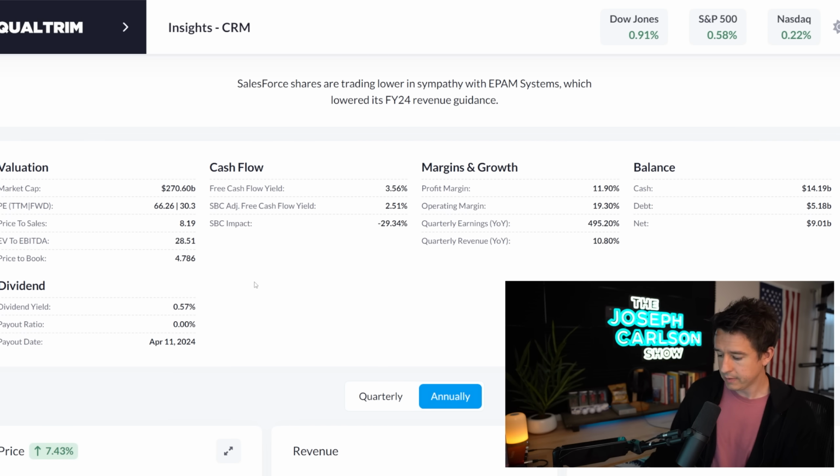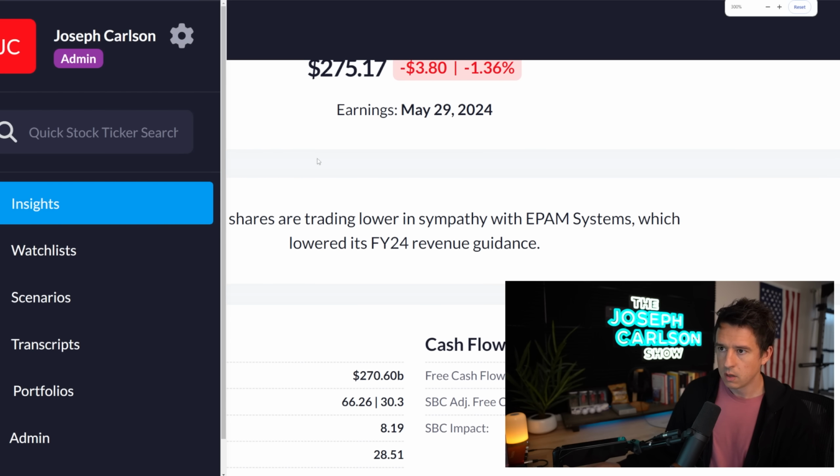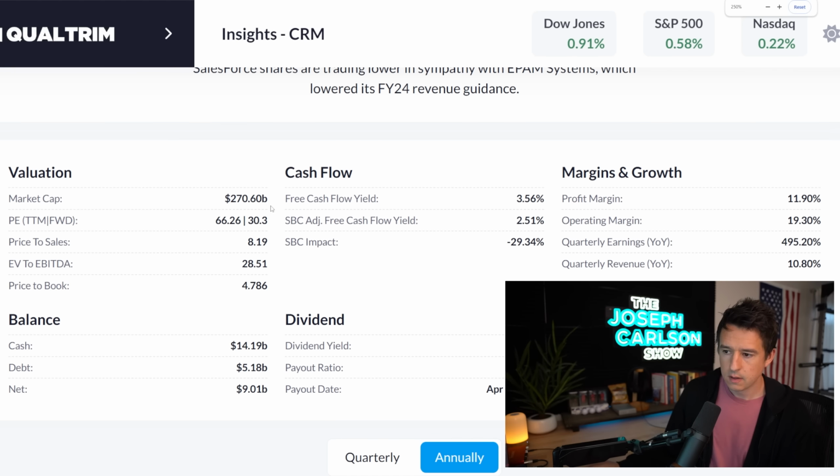Now, a lot of this takes some practice, right? Because again, I think the thing people want to do when they get into investing is they want to go, oh, that is a 30 PE, that's too expensive, or that's this yield, that's too expensive.